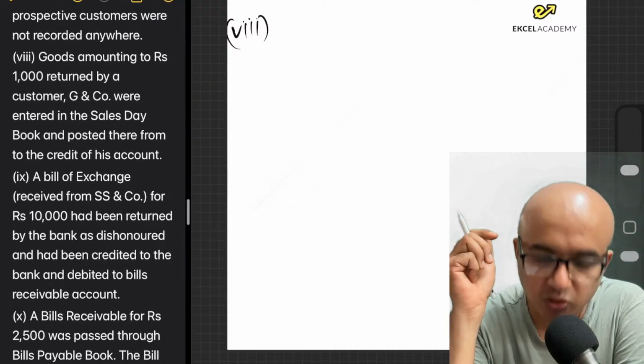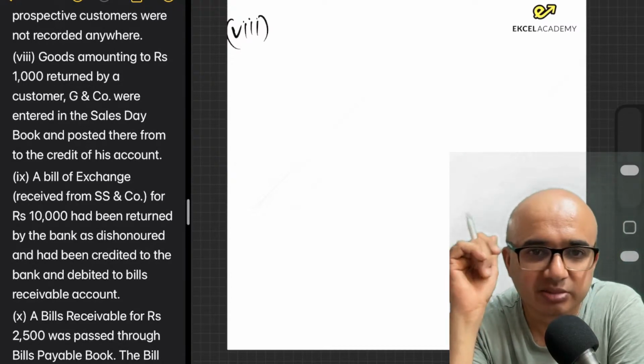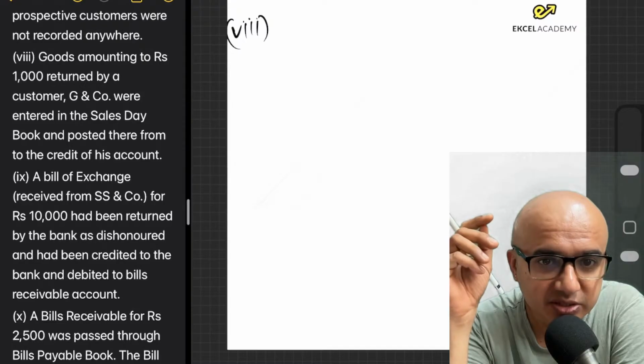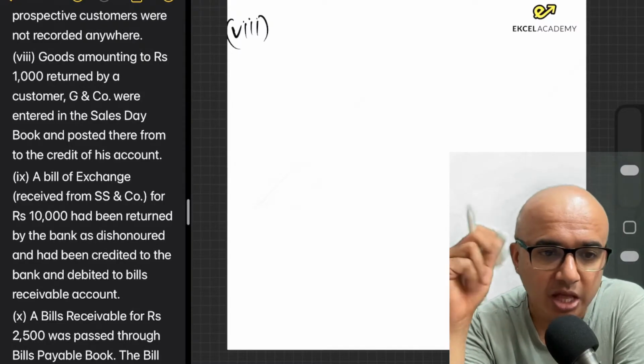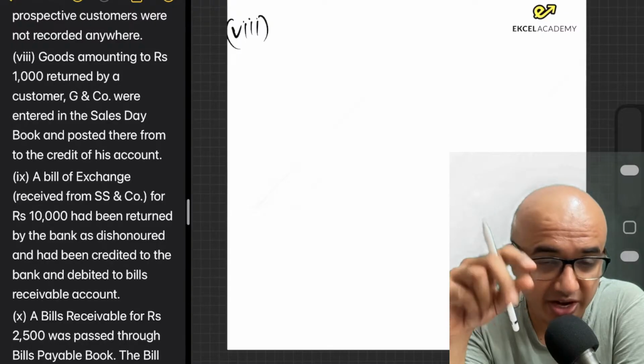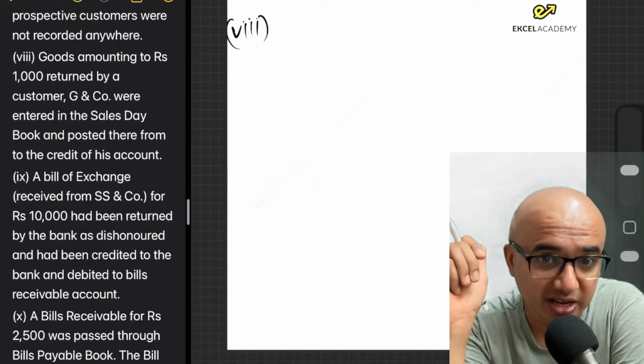Goods amounting to rupees 1,000 returned by a customer G and Co were entered in the sales day book, that is sales book, and posted therefrom to the credit of his account. So multiple mistakes are there here. You have to carefully understand what exactly is happening.